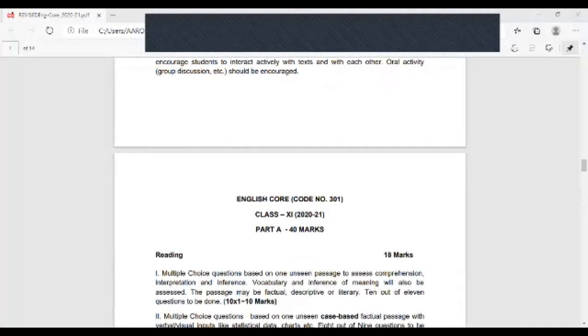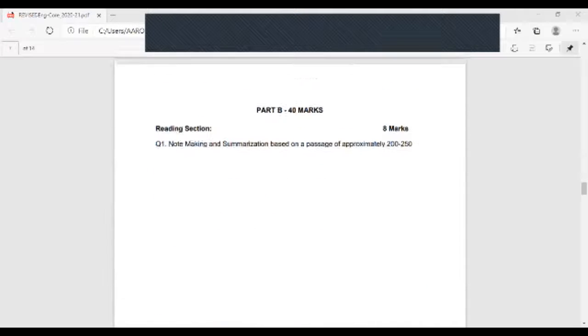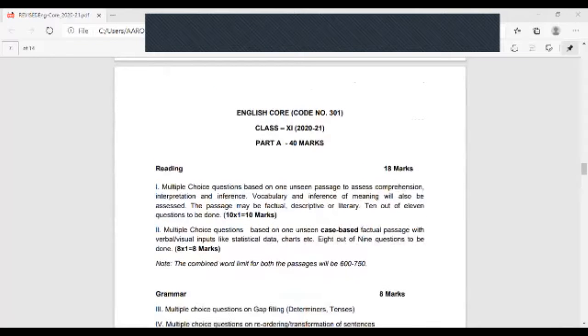The 80 marks theory questions combine both textbooks, Hornbill and Snapshot. And I already told you there are 20 marks of internal assessments, which is already explained to you, and which will be executed as planned in the days to come. So totally your 80 marks blueprint is divided into two segments. The same question paper will have two parts: Part A, which is for 40 marks, and Part B, again for 40 marks.